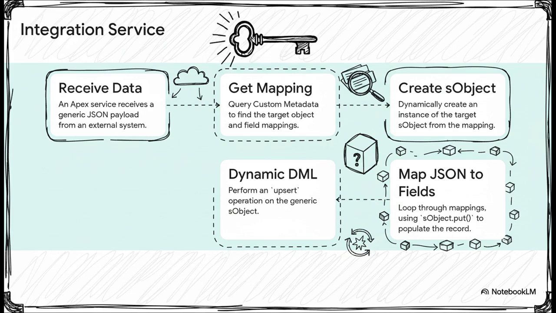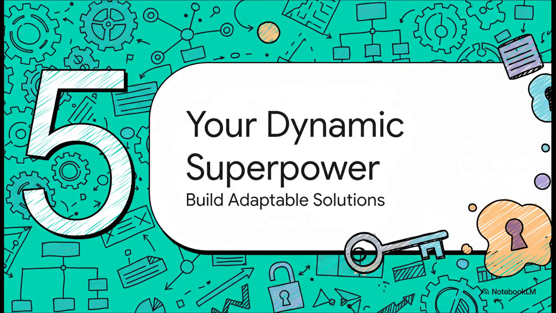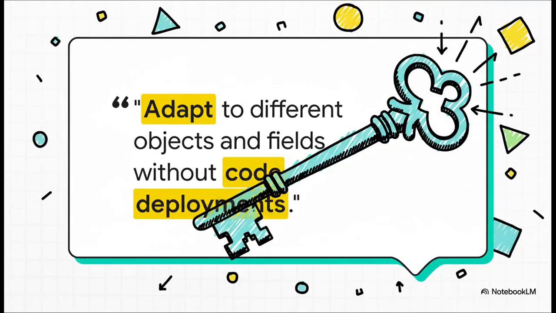How cool is that? So, look, by getting the hang of these techniques, you're not just learning another coding pattern. You're really gaining a new superpower, the ability to build solutions that are truly, genuinely adaptable. This quote just says it all, doesn't it? Adapt to different objects and fields without code deployments. That is the whole point. That's the business value. It's all about being agile and removing the friction between what the business needs and what the technology can deliver, because the flexibility is baked right in from the very beginning.